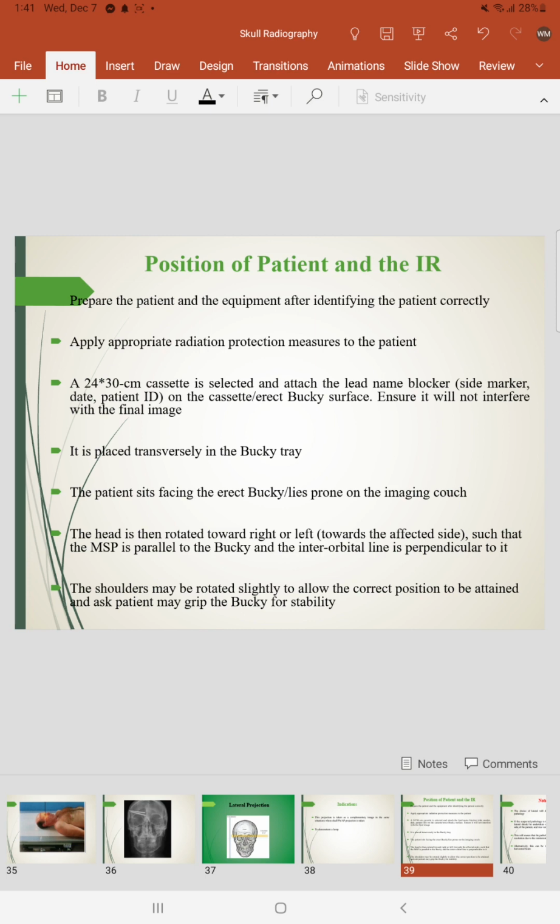If the affected side is left, we rotate the head to the left side. If the affected side is right, we rotate to the right side, towards the affected side, such that the MSP is parallel to the bucky and the interorbital line is perpendicular to it. Then the shoulders may be rotated slightly to allow the correct position to be attained, and the patient may grip the bucky for stability.